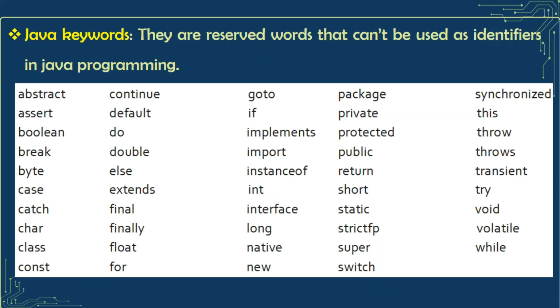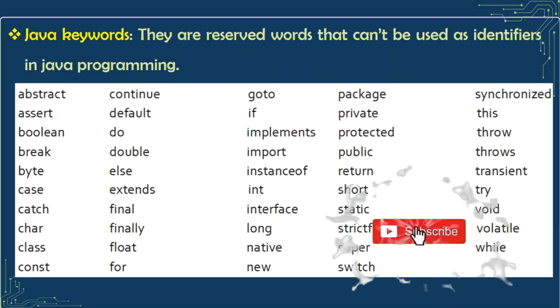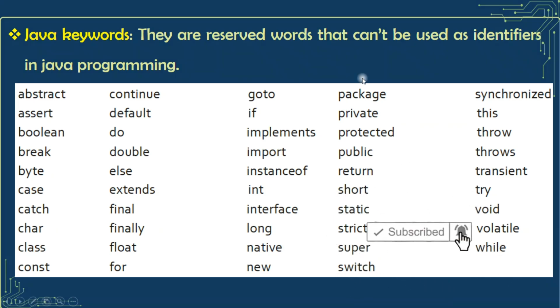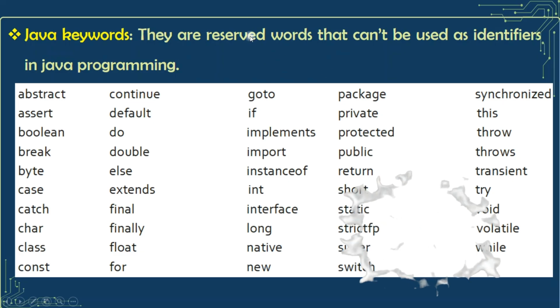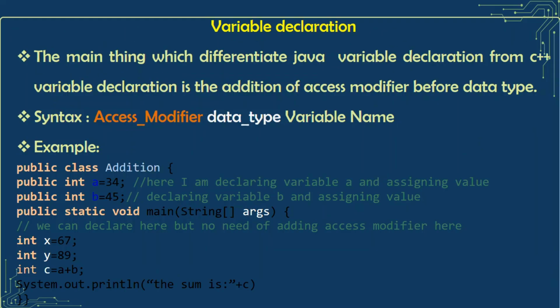Let's see Java keywords. Keywords are reserved words that cannot be used as identifiers in a Java program. It means these keywords cannot be used as a class name, cannot be used as a method name, and cannot be used as a variable name, whether it is a local variable or an instance variable. So these keywords cannot be used as a method name, a variable name, or a class name in Java programming.